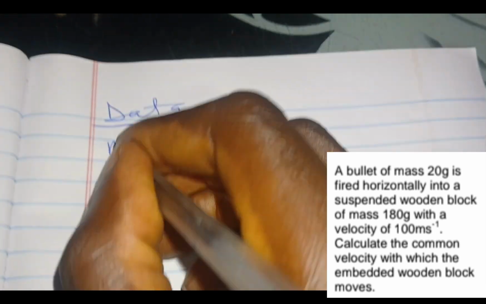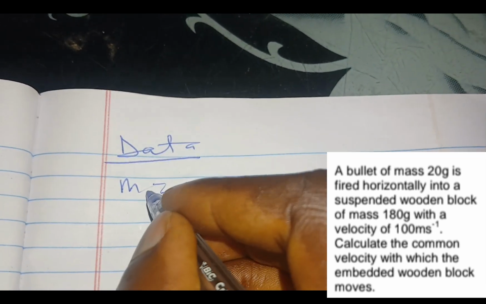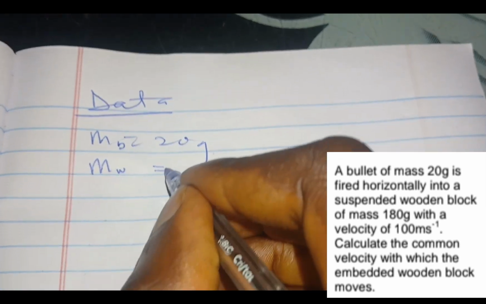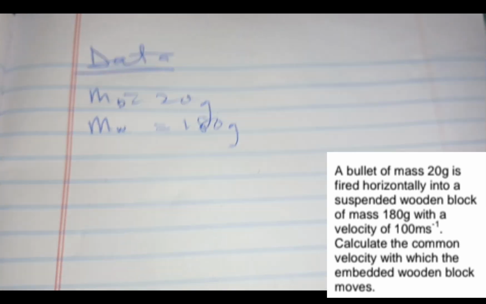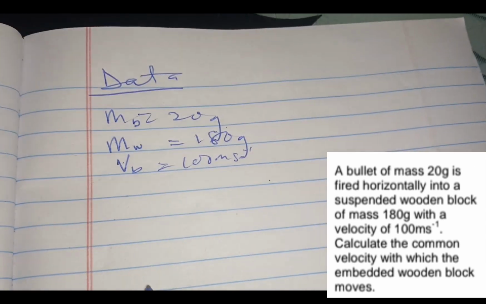Try to get the important data from the question. So we have the mass of the bullet to be 20 grams. We have the mass of the wooden block, which is 180 grams. Velocity of the bullet. We want the velocity of the block.